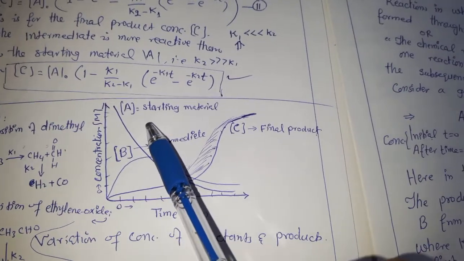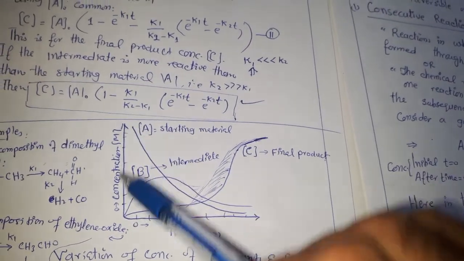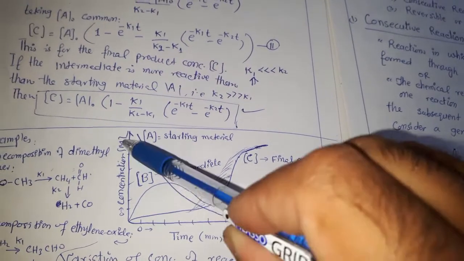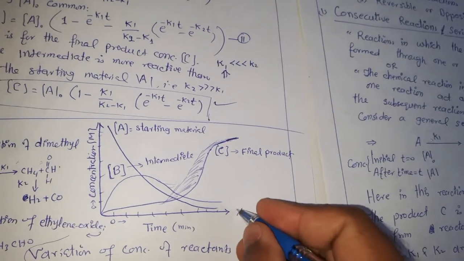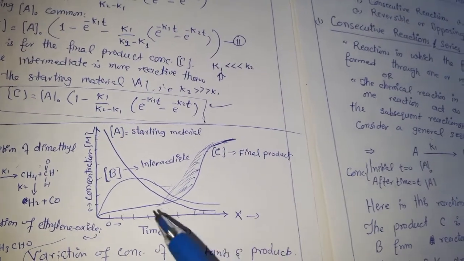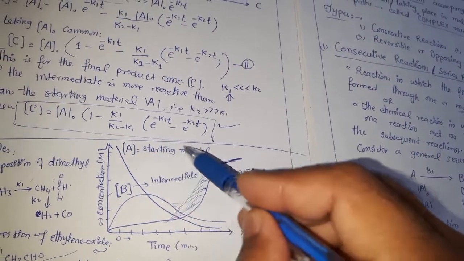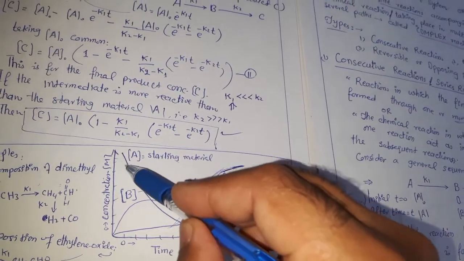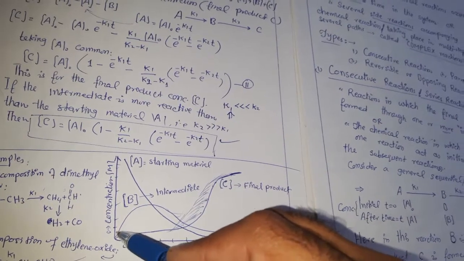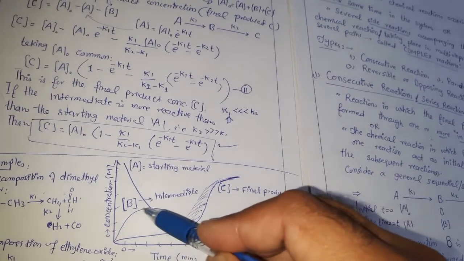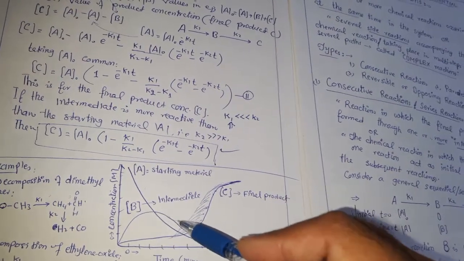Typically these kinds of reactions can be represented diagrammatically as, on the y-axis we have the concentration of reactant and product, and on the x-axis we have the time of the reaction. At zero time the reactant or starting material is in the highest concentration, and with the passage of time its concentration is decreasing because it is decomposing into product, and our first product, the intermediate B, is formed; its concentration is increasing with the passage of time.